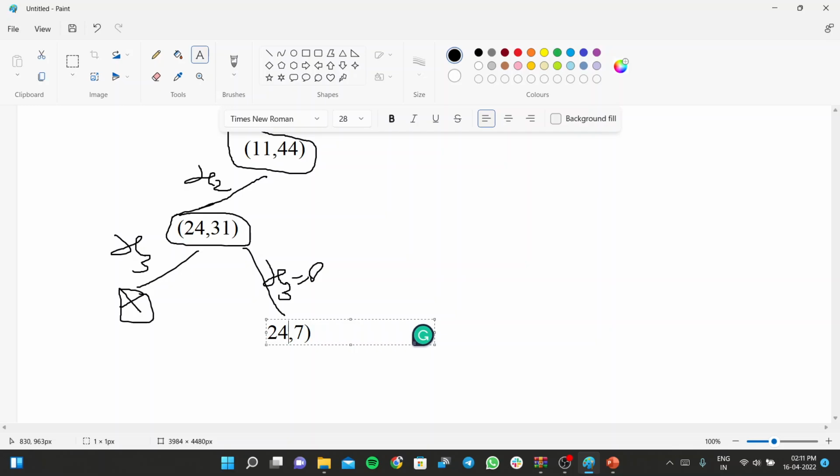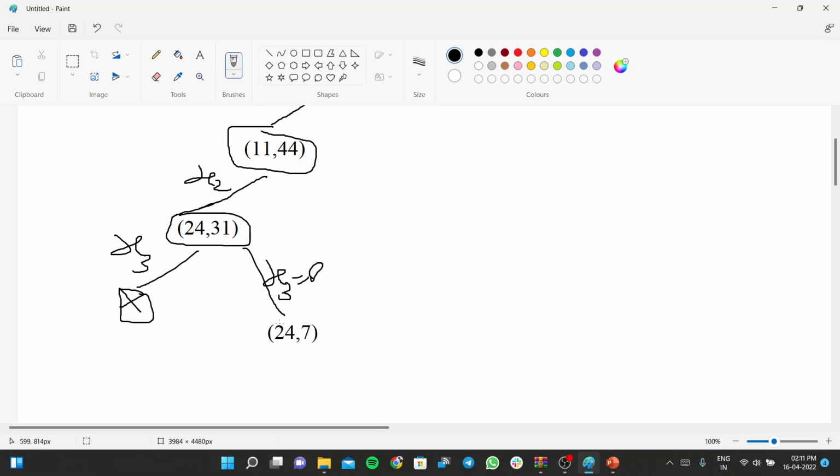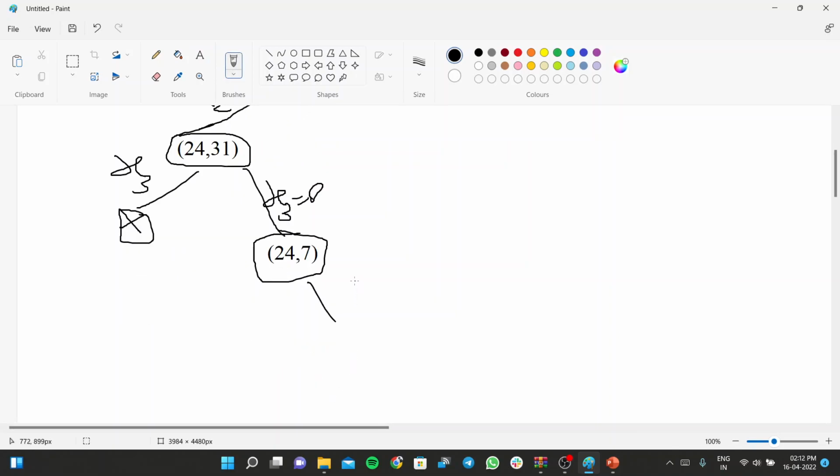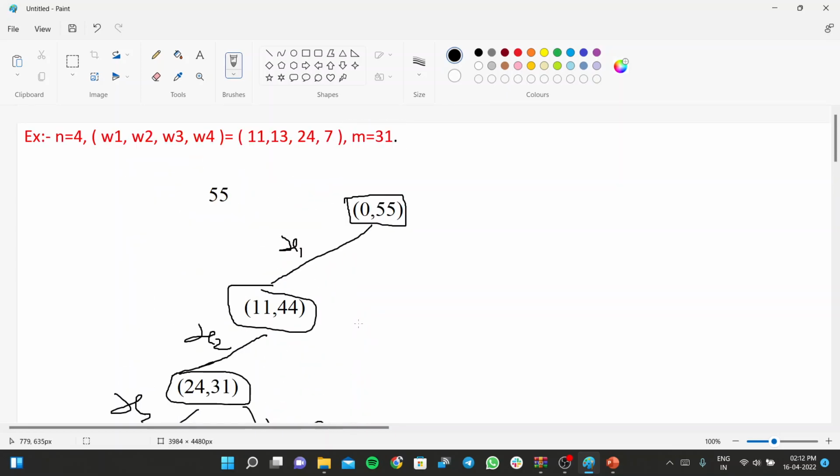After having 7, x3 is also added, and the last one is 7. So we can just add 7 to it, 24 plus 7. 24 plus 7 gives me 31. So I think this will make one solution. Now we are going to add x4 to it. 24 plus 7 gives me 31 and 0 weight. Yes, so this is forming a solution.